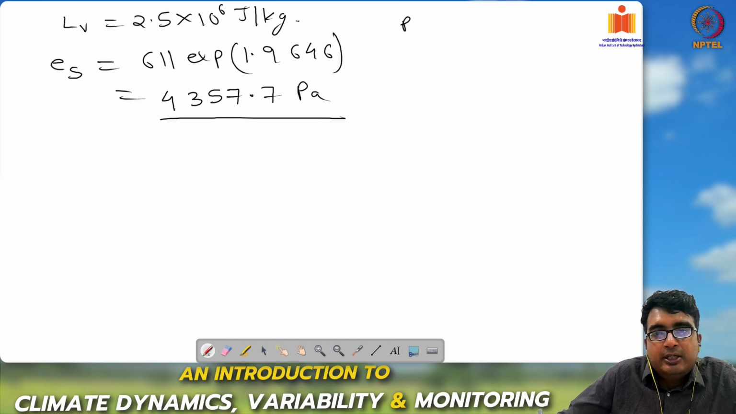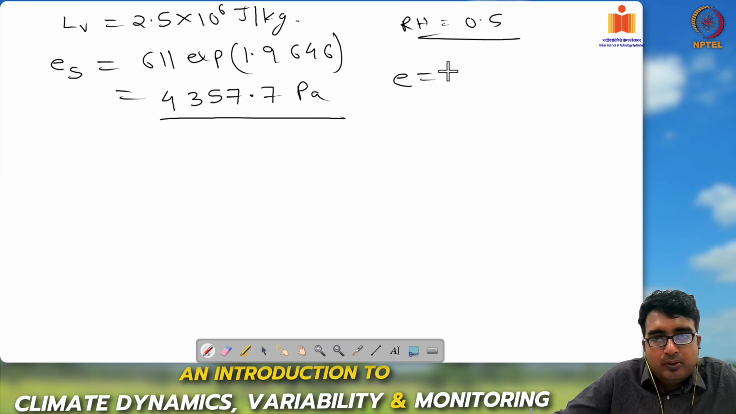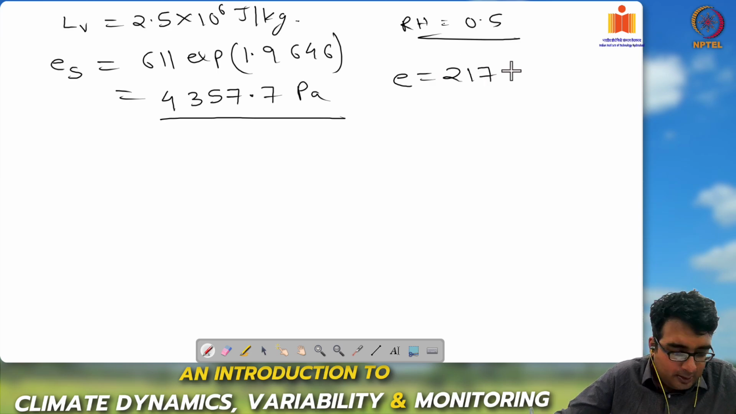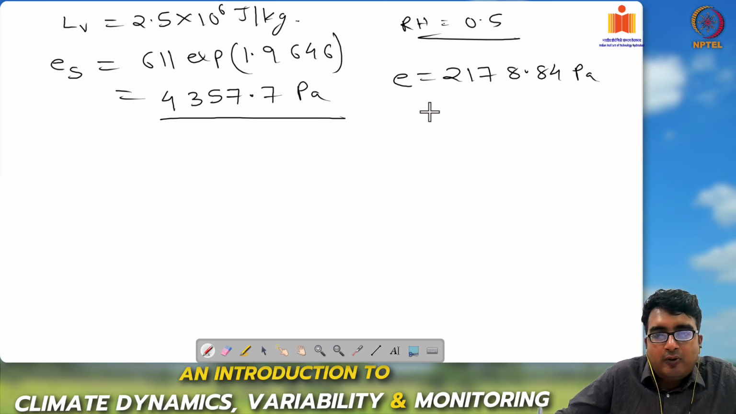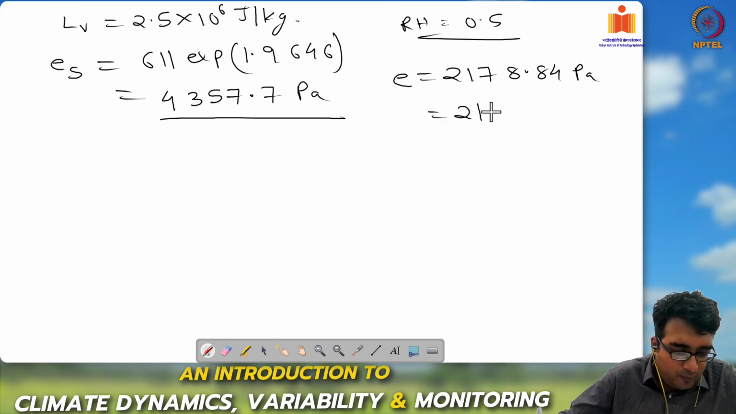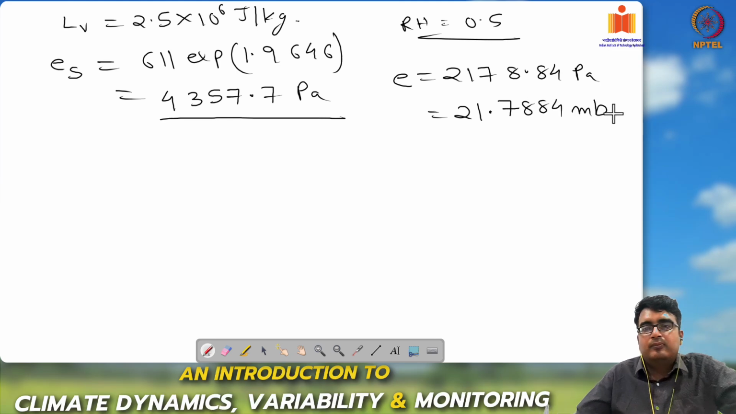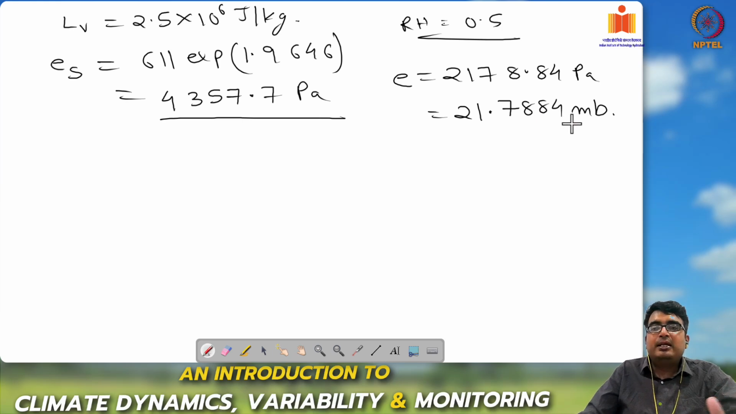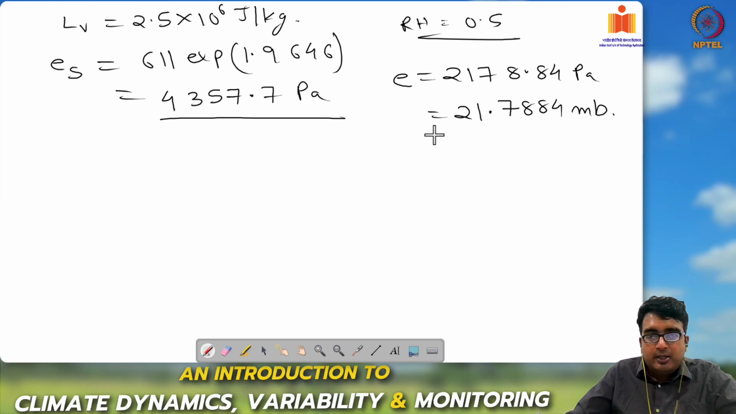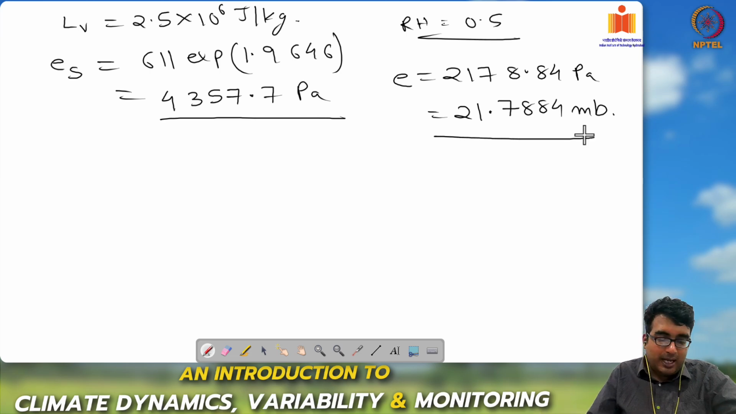But your relative humidity is 0.5, so your E is half of this, so 2178.84 pascals, which is often also written as 21.7884 millibars. Okay. Remember, 1 millibar equals 100 pascals, so either you can write it in pascals or in millibars. So this is the first part of your answer.